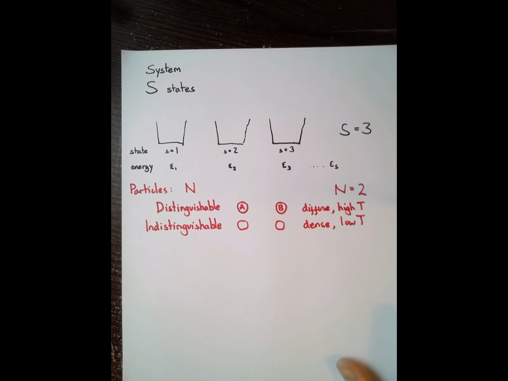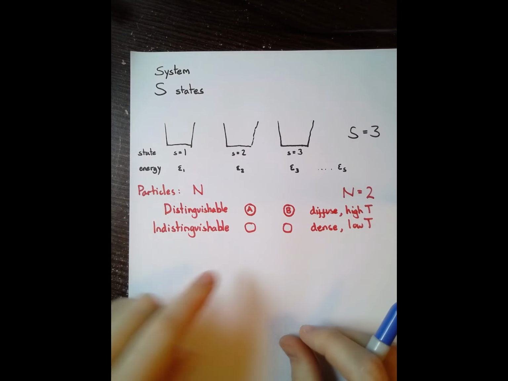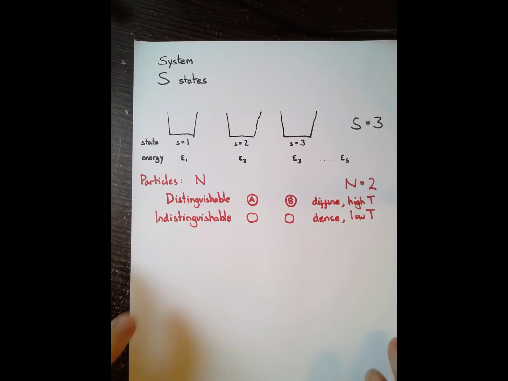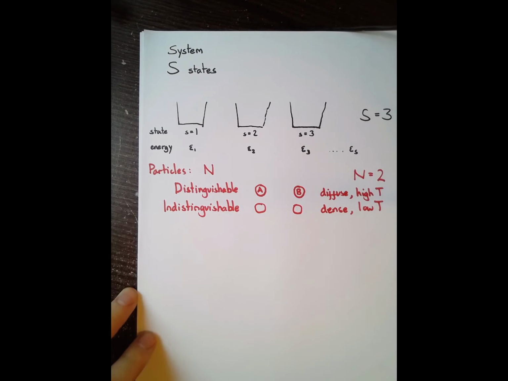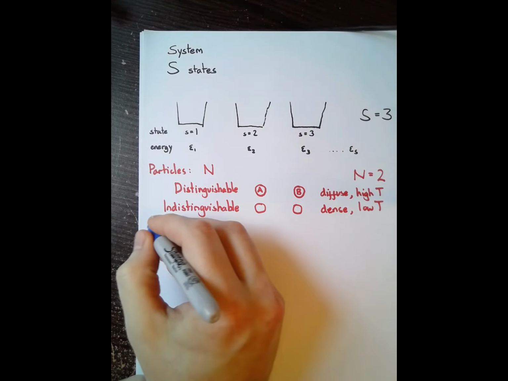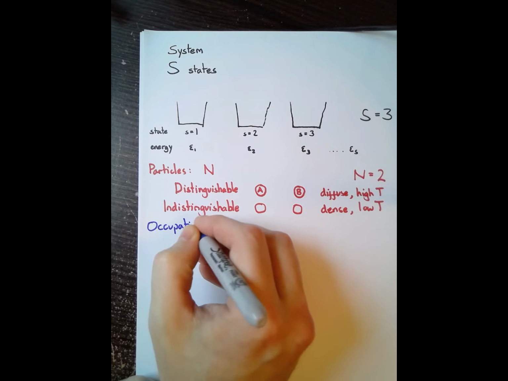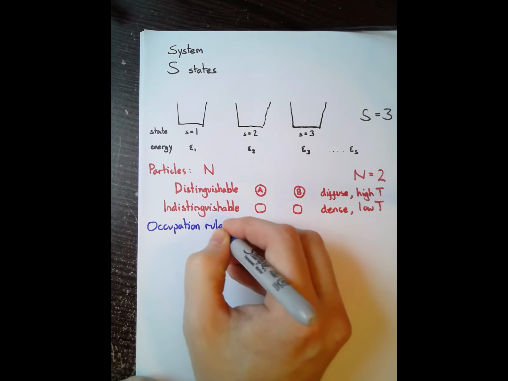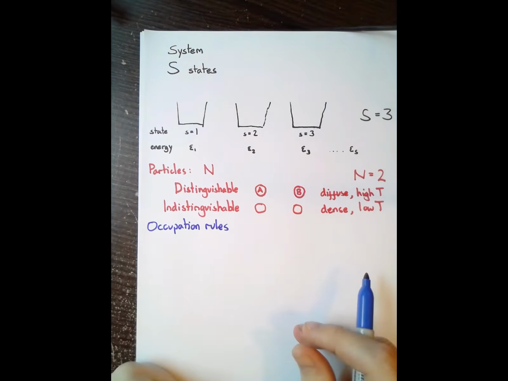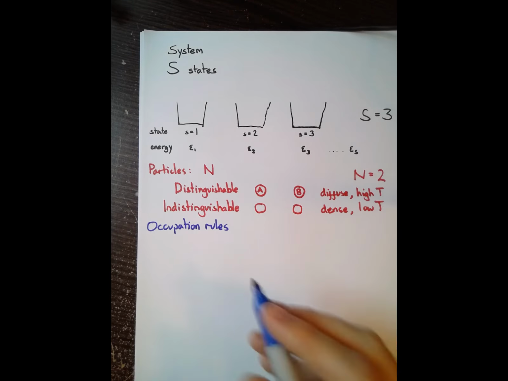So we have our particles, we have our system. We're now ready to think about placing these particles into these buckets. And that introduces the second place where quantum properties are important to think about. We need to decide what our occupation rules are. This just means how many particles can I put in any given bucket? And there are two options.